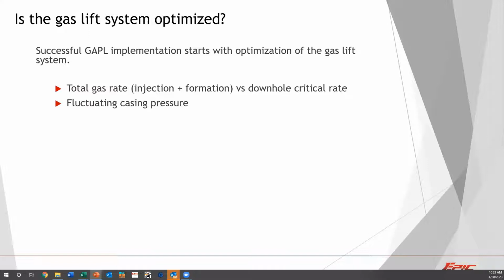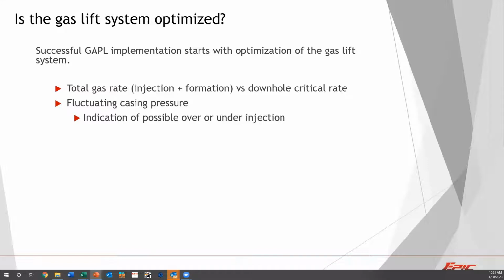Then we're going to take a look at our casing pressures. Are our casing pressures fluctuating? This could be an indication of over-injection or under-injection. If the well is not getting enough gas, we could be seeing a much higher level of slugging, which could cause the casing pressure to increase, causing the valve above to open up. And then once the well unloads, we see that casing pressure drop, moves back down to the lower valve, and it goes back and forth until we actually increase our injection.